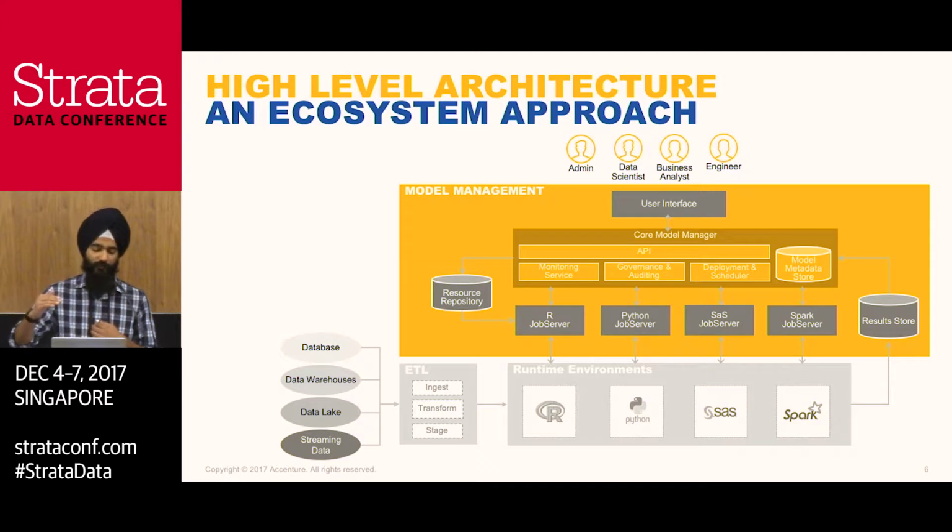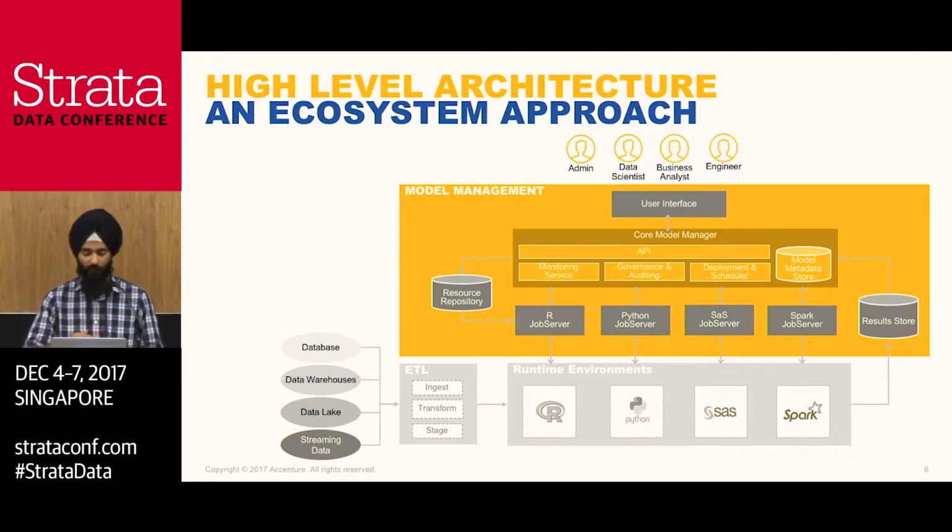So at the top, we see that we have multiple different kinds of users who will be consuming this application. We have either a custom user interface or just the APIs, batch tools, things like that. And then the core of the model manager is the set of APIs, the monitoring service, the governance and auditing features, the scheduler, and then the model metadata store. The metadata store is the key piece of information that brings everything together. So it's that centralized repository, so all of your models or pipelines or information aren't scattered across different computers of different data scientists.